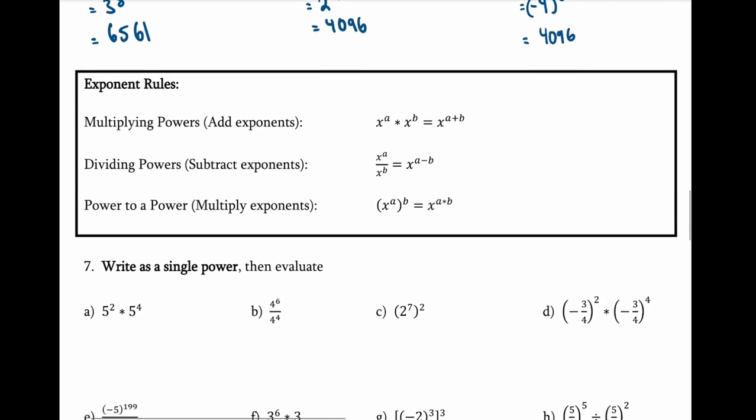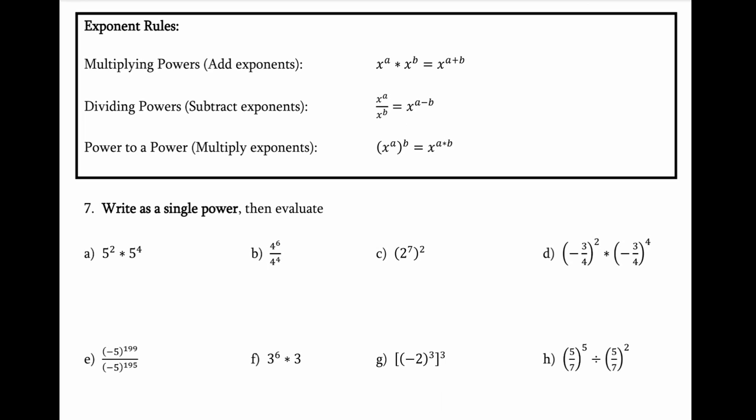So we're going to look at some practice. We want to write these as a single power and then evaluate. So exactly what we've been doing. 5 to the power of 2 times 5 to the power of 4. So this is multiplying powers, so it's going to be adding exponents. So 5 to the power of 2 plus 4, 5 to the power of 6. And if I want to evaluate this, 15,625.